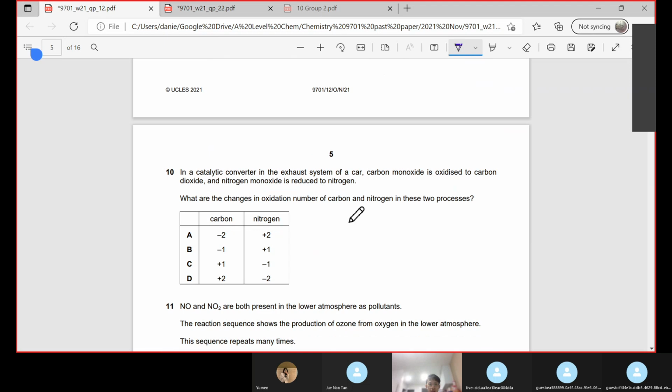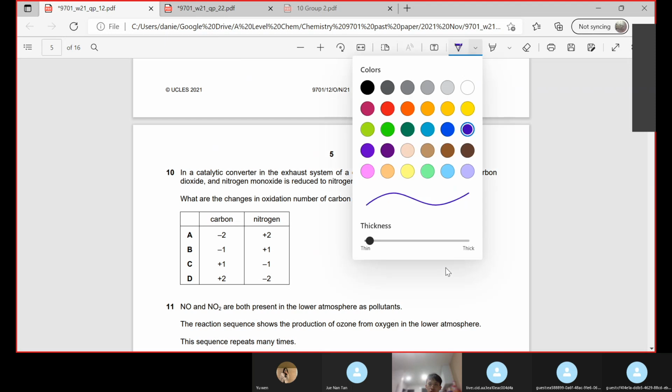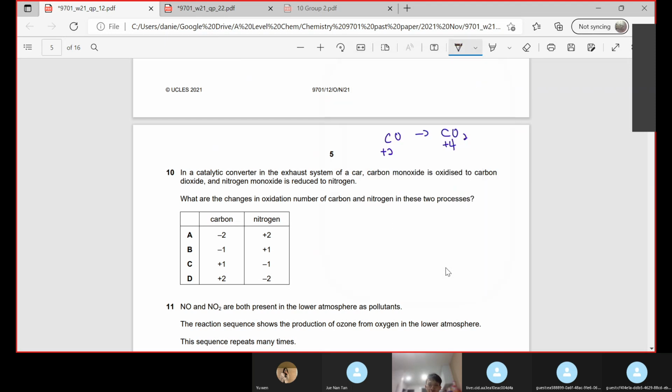Okay, number 10. This one you need to write down the formula. Carbon monoxide is oxidized to carbon dioxide, CO to become CO2. So from positive 2 to positive 4. So the change is plus 2. The question is asking about the changes. So CO to CO2 is plus 2.